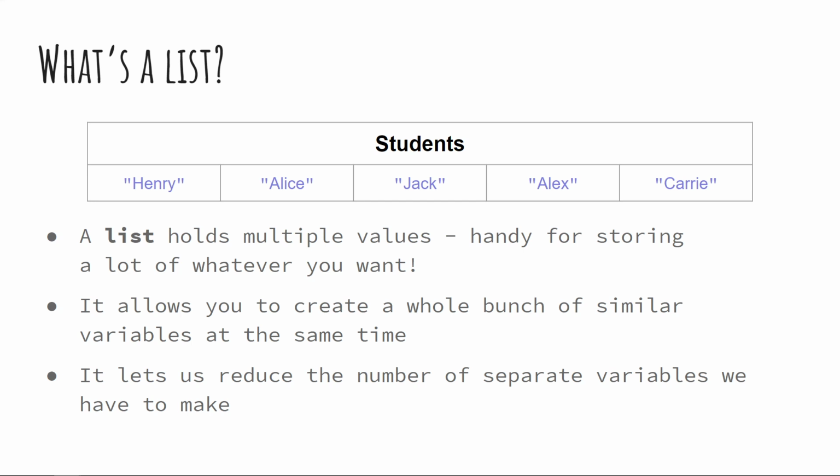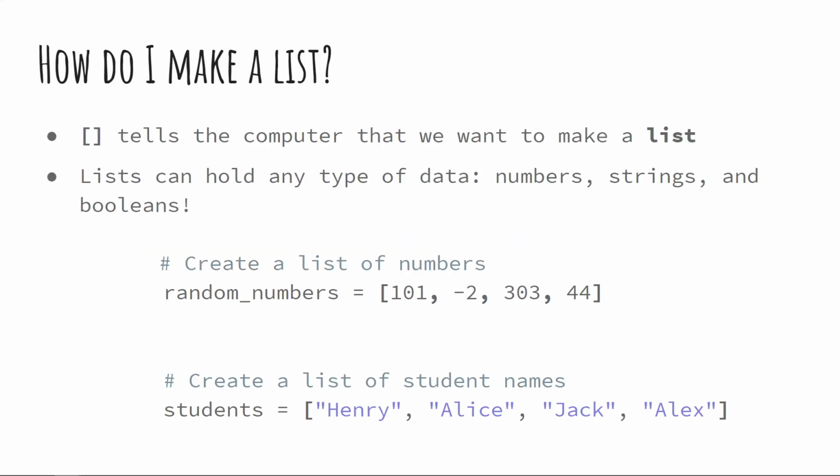So you can see at the top we have a list that we've called students, and it has Henry, Alice, Jack, Alex, and Carrie. And so we can access all of those using the name students, rather than having to have student Henry, student Alice, etc., etc. So the way that we make a list is by using these square brackets, and that tells the computer that we want to make a list, and they can hold any type of data. They can hold numbers, they can hold strings, they can hold booleans, whatever.